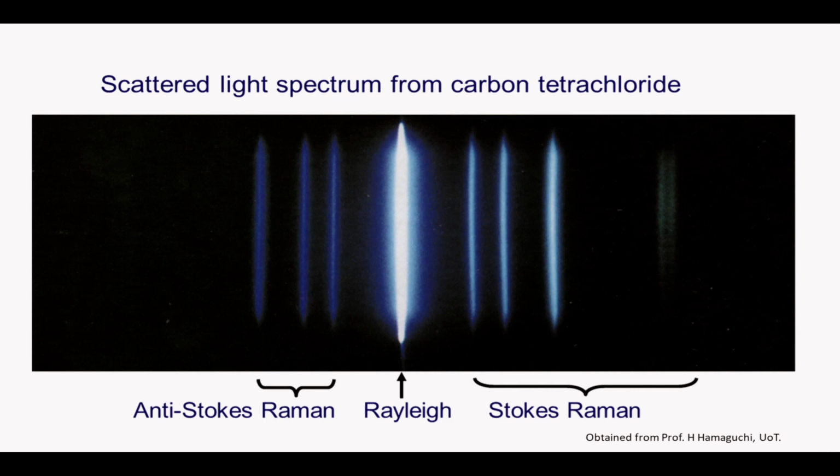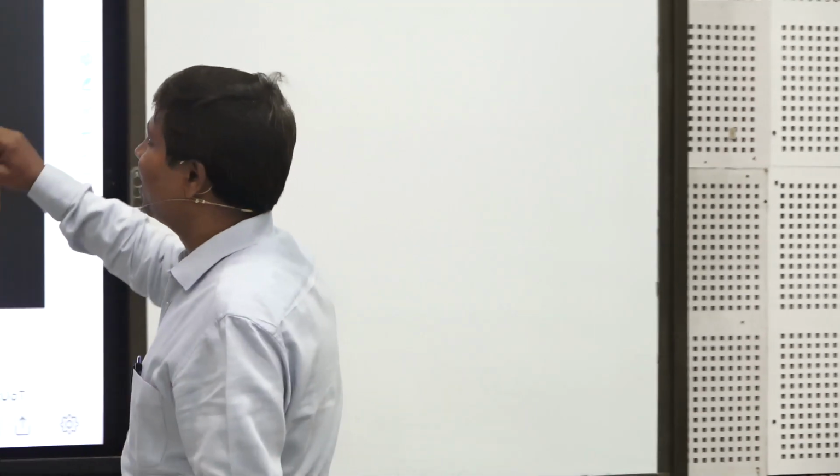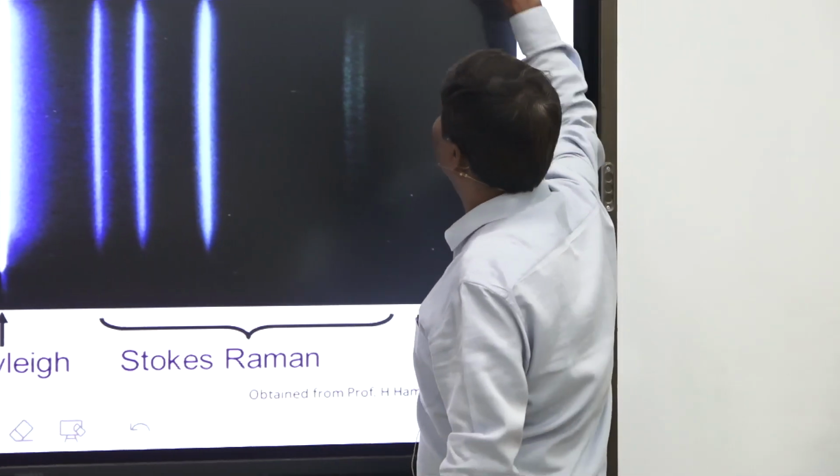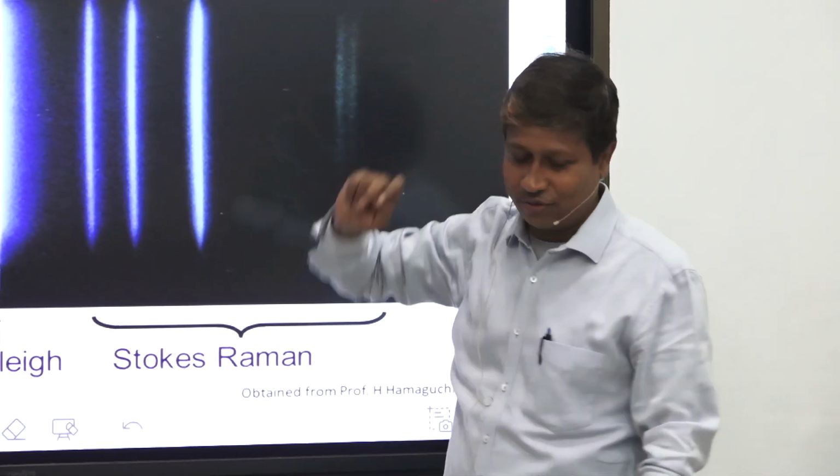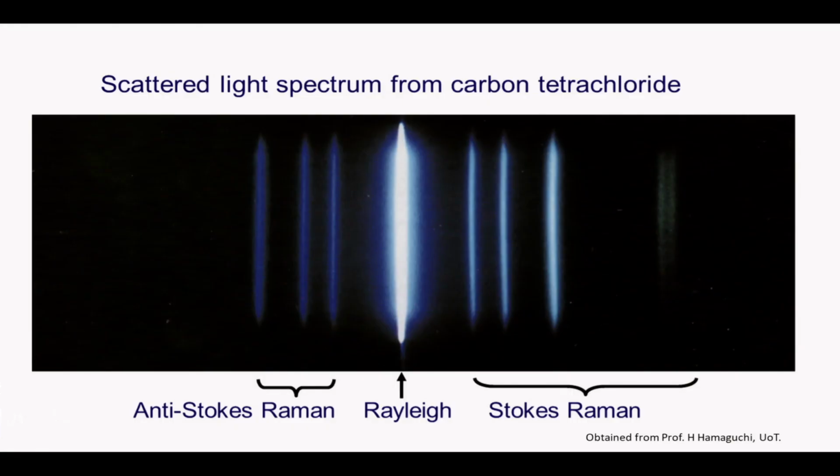And this used to be one slide of Professor Hamaguchi. He has recorded this one. This is a Raman spectrum of carbon tetrachloride, CCl4. This is how it looks if you have a photographic plate detecting the light. So this is a real image. That's why I am showing you.